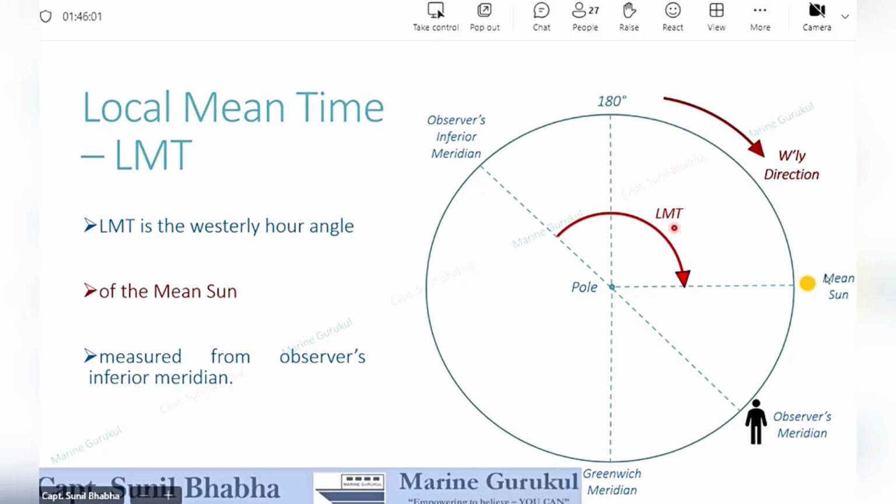Okay, sir. Now you can ask a question: why is it measured from the inferior meridian? Why not the observer's meridian? The answer is that if you take reference from the observer's meridian, then the date change would occur during noon time, exactly in the middle of the working day. Suddenly the date getting changed during noon time will interfere with day-to-day operations. So that's why they selected the reference as the inferior meridian. The sun will be crossing the inferior meridian close to midnight, and that is the time when the date change happens, and it does not interfere with our day-to-day life.